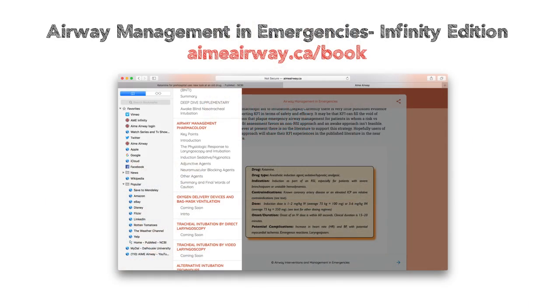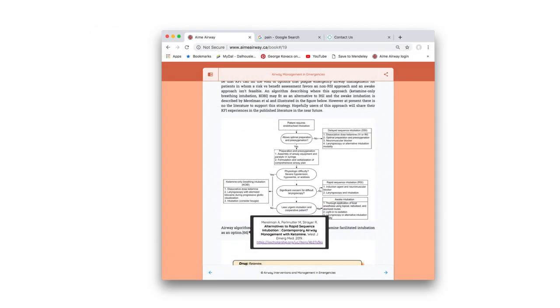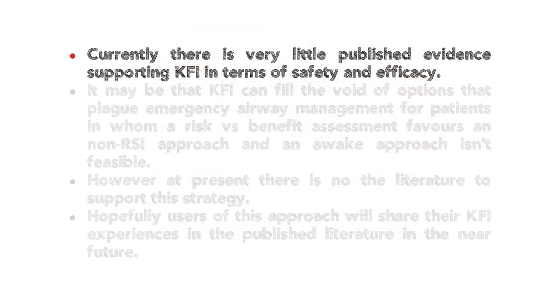I'm just going to go back to our book, aimairway.ca/book, Airway Management and Emergencies, the Infinity Edition. What's nice about our book is that when papers like Ruben's come up, I can go back that night and change the content and upload his reference, and then after I get permission, include his algorithm, and we have a link to the paper. But even before I did it, this is what was in our section on ketamine.